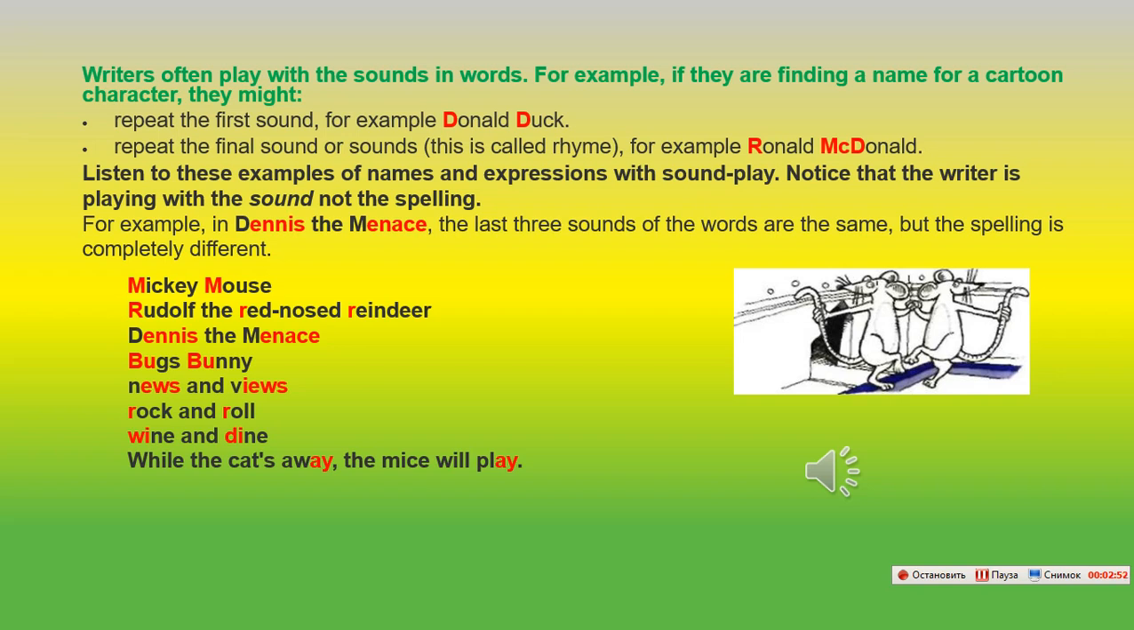Mickey Mouse, Rudolph the Red-Nosed Reindeer, Dennis the Menace, Bugs Bunny, News and Views, Rock and Roll, Wine and Dine. While the cat's away, the mice will play.